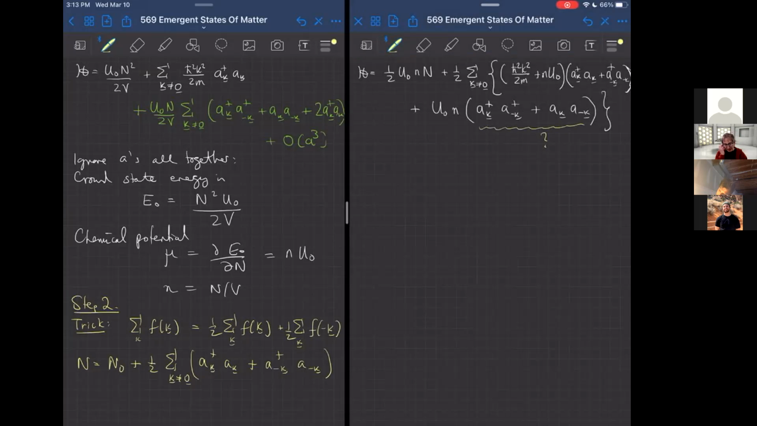Now, what you may think is, well, they're still quadratic, they just don't have the regular form. So what we're going to do is make a rotation in the space of annihilation and creation operators. So this is the next major idea. We're going to diagonalize this Hamiltonian by performing some sort of linear transformation. It's really a rotation.